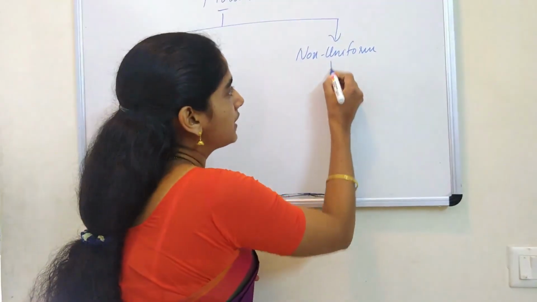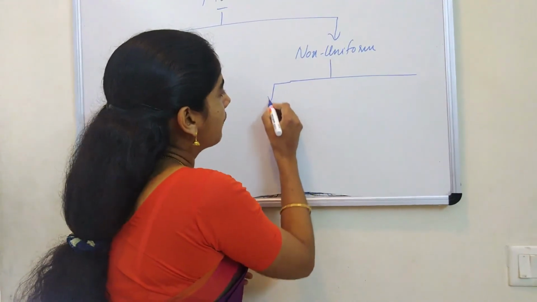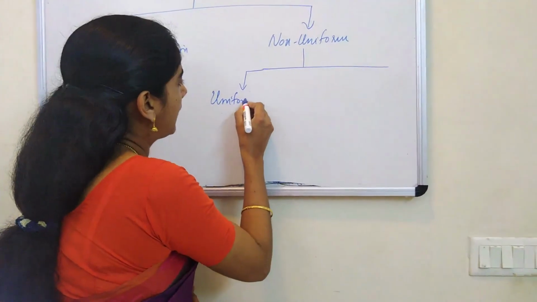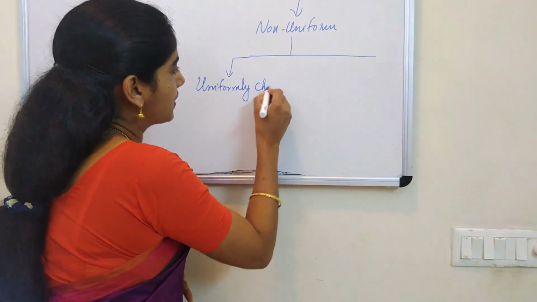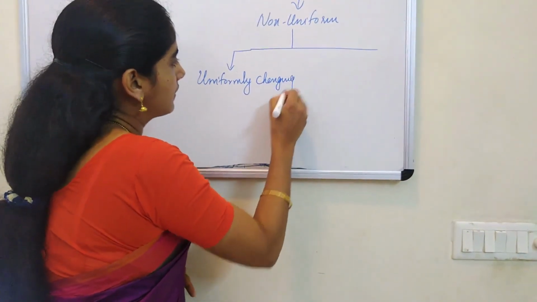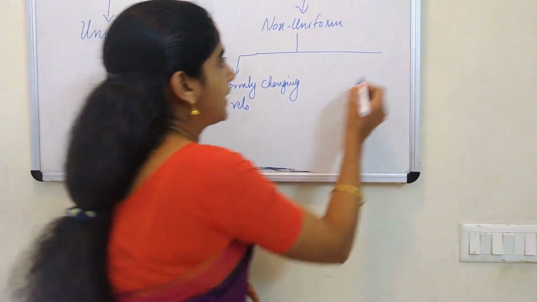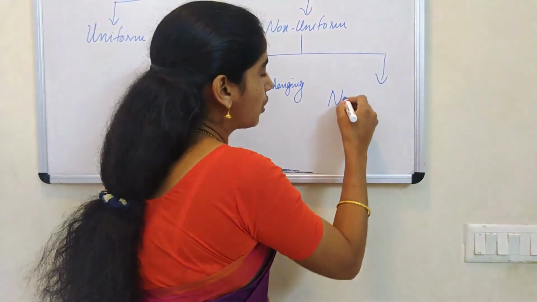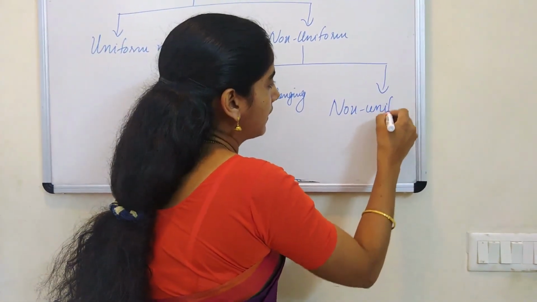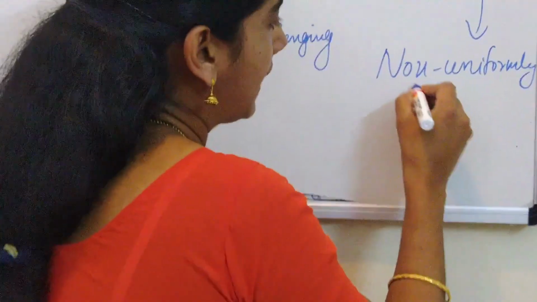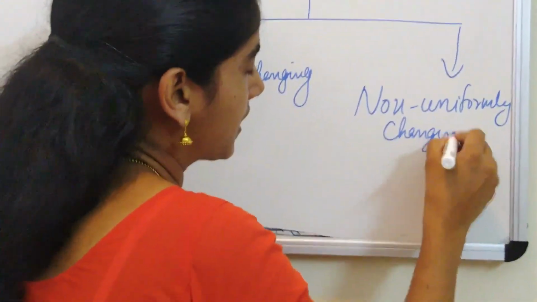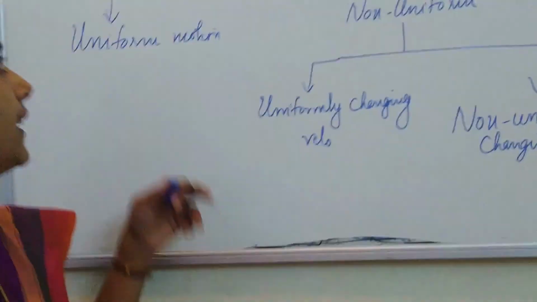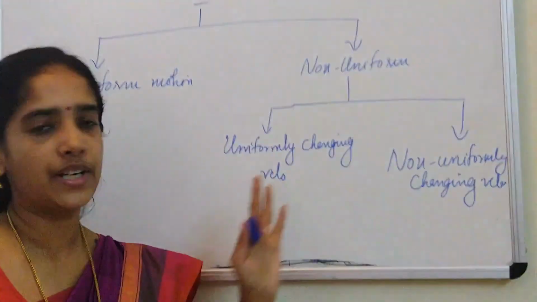So when we talk about a change in velocity, velocity can be changed uniformly. So uniformly changing velocity. And then the other type of non-uniform motion means velocity is changing, but it is changing non-uniformly. Non-uniformly changing velocity. Okay, so again, let us see one example each for these three types.